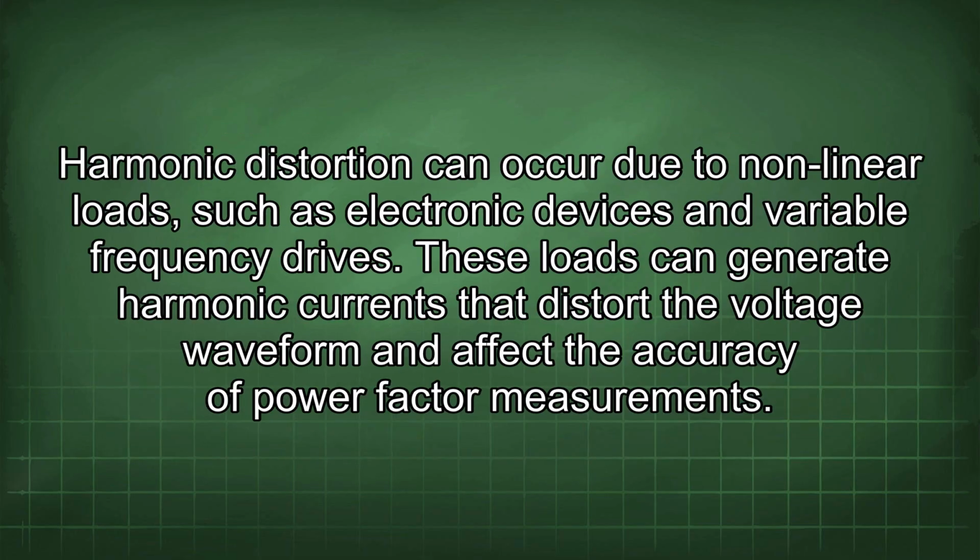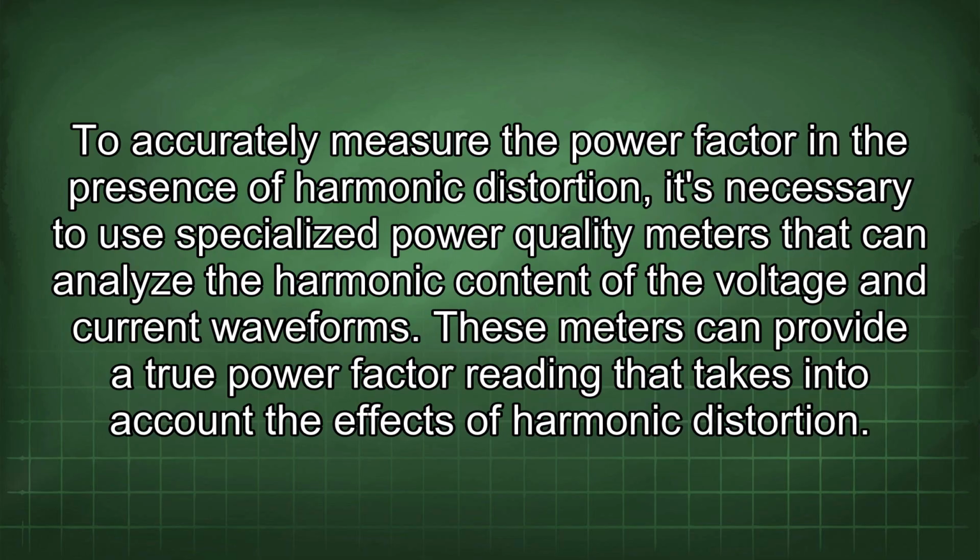Harmonic distortion can occur due to nonlinear loads, such as electronic devices and variable frequency drives. These loads can generate harmonic currents that distort the voltage waveform and affect the accuracy of power factor measurements. To accurately measure the power factor in the presence of harmonic distortion, it's necessary to use specialized power quality meters that can analyze the harmonic content of the voltage and current waveforms. These meters can provide a true power factor reading that takes into account the effects of harmonic distortion.